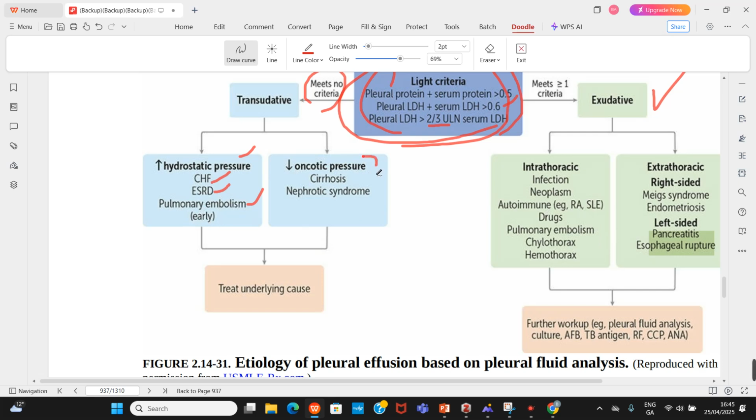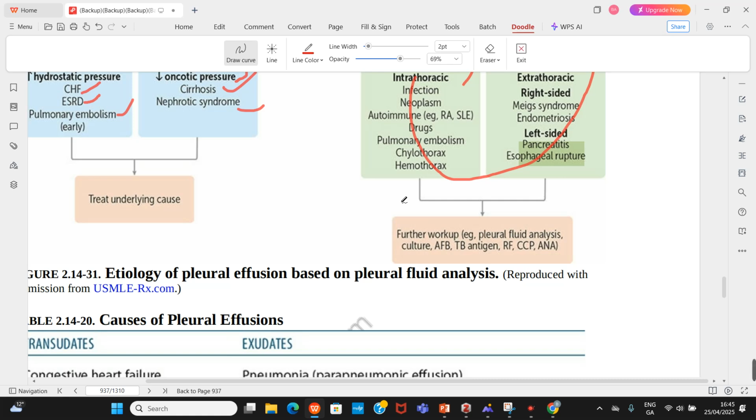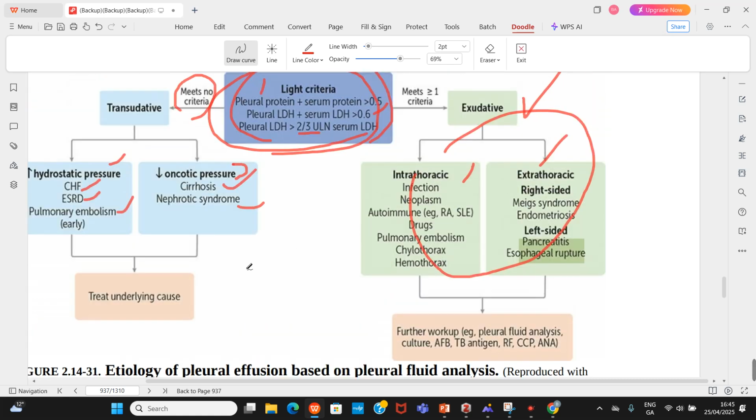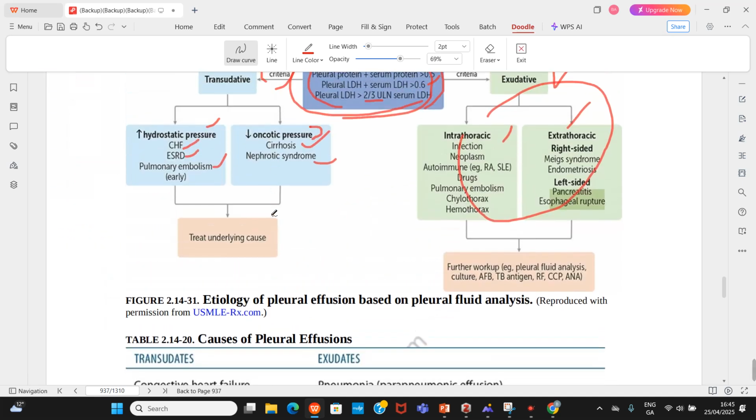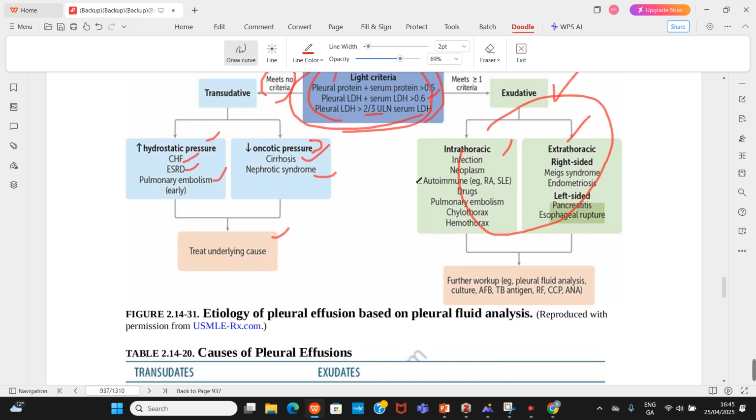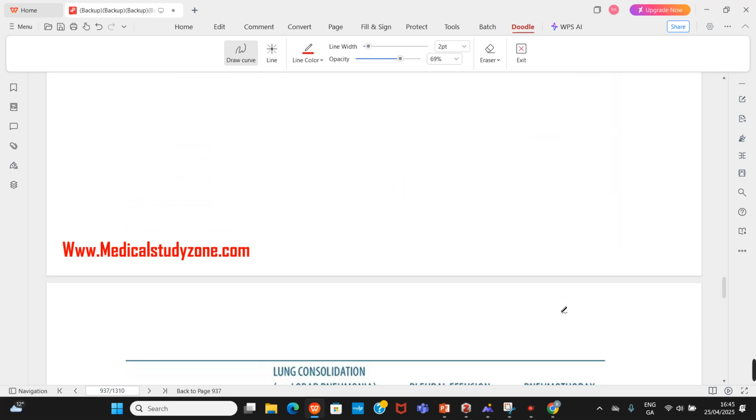Then anything that causes reduction in the oncotic pressure, like we said, liver cirrhosis or nephrotic syndrome, is going to be transudative. I would not advise us to be learning intrathoracic, right-sided, left-sided, but trust me, nobody is going to be asking that. No need. Any other thing is going to be exudative. So for transudative, just look for the underlying cause. Heart failure, treat it. CKD, treat it. PE, treat it. But for the exudative, you need to do further workup to look for the underlying cause, because there's a wide range of potential causes.